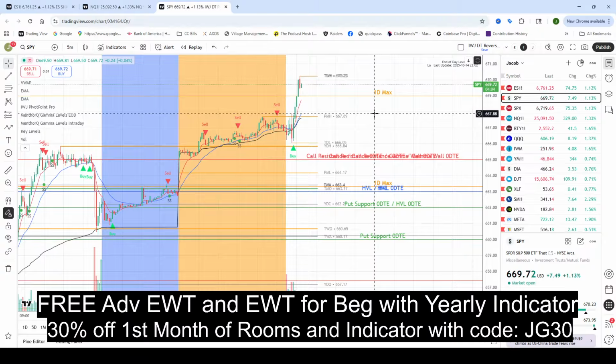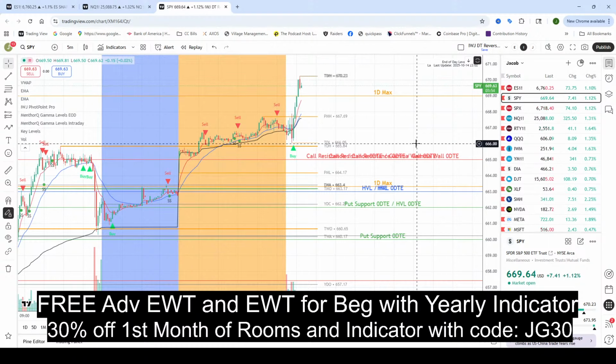Again, guys, we are above the call resistance, which is positive gamma, which causes squeezes. However, the 1-day max is generally the place that they want to close this market below and ultimately defend.